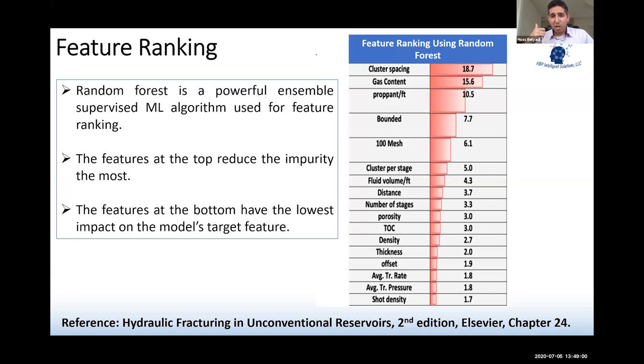So the first thing that I'm trying to do is I'm going to use random forest. And as you guys know, random forest is a powerful supervised machine learning algorithm. Random forest is basically an ensemble of decision trees. As opposed to using one decision tree, you can use thousands of decision trees and take the average, okay, of all those decision trees in your model. One of the powerful aspects of using random forest is called feature ranking, which means the random forest will tell you which features have the most important impact on your production output, okay? So in this case, my output was cum per foot or EUR per 1,000 feet. And you can see it ranked the most important features at the top and the least important features at the bottom.